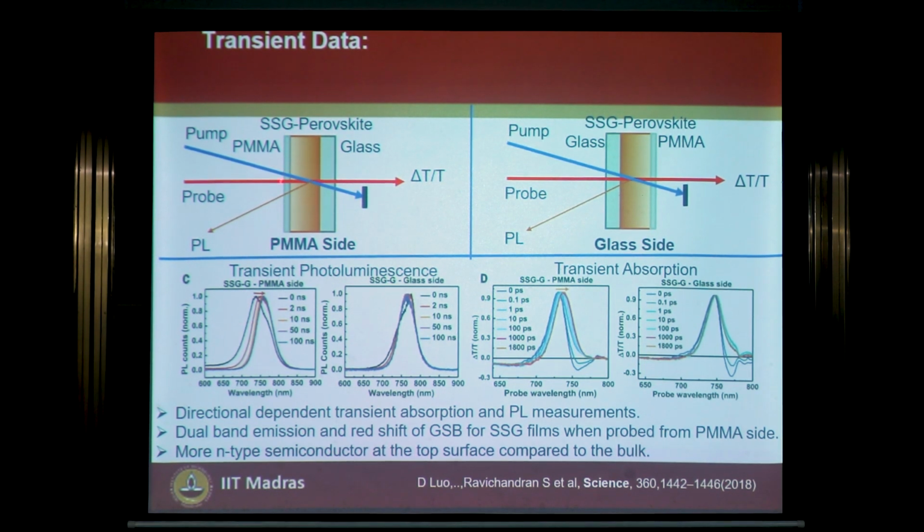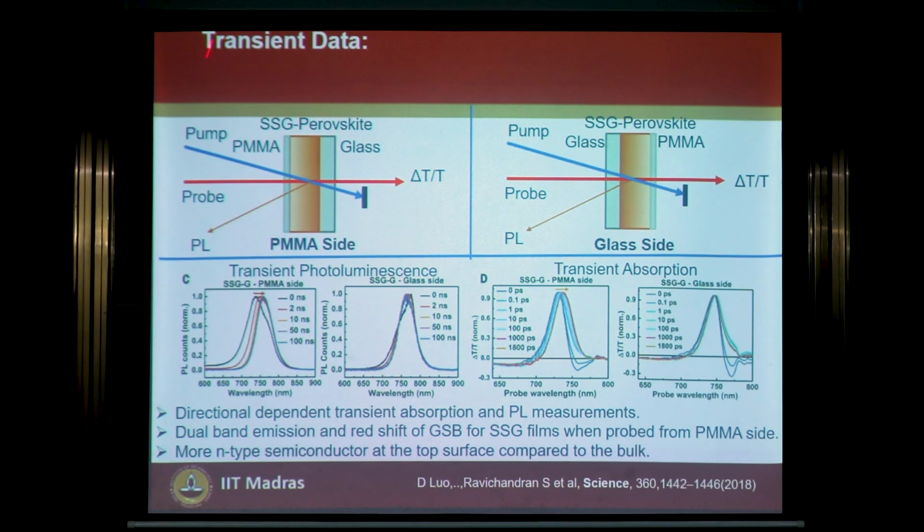So only the top surface is basically being used. Also, I didn't mention that we are using a 400 nanometer excitation, which gives a penetration depth of around 60 nanometer for this system. So in the top surface of around 60 nanometer, you are going to absorb all the 400 nanometer photons, but you see there is a completely different transient photoluminescence going on.